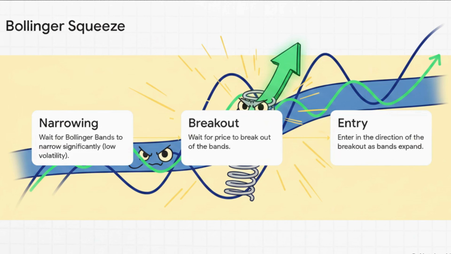Step 2, you wait for the price to aggressively break out of those bands. Step 3, you enter right in the direction of that breakout. The expansion of the bands confirms that a massive, explosive move is underway.